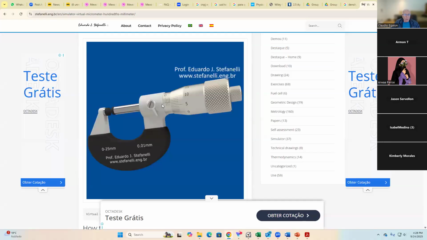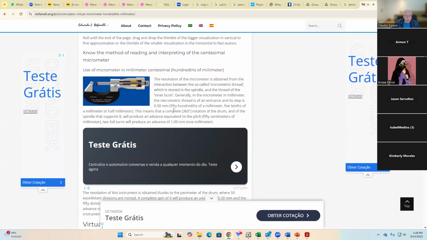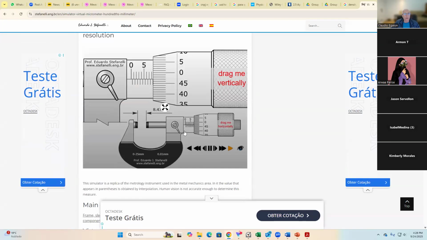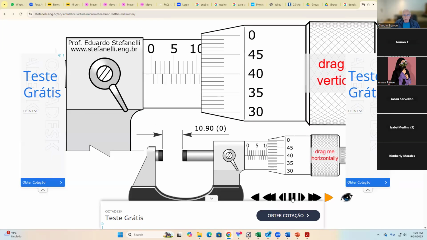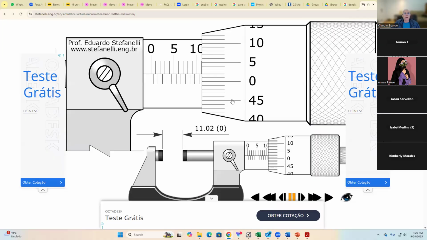You see how the micrometer is built? It has a regular ruler, which is this one here running along the horizontal direction. Let me see. Oh, right in here. That's what I want. Yeah, here you go.